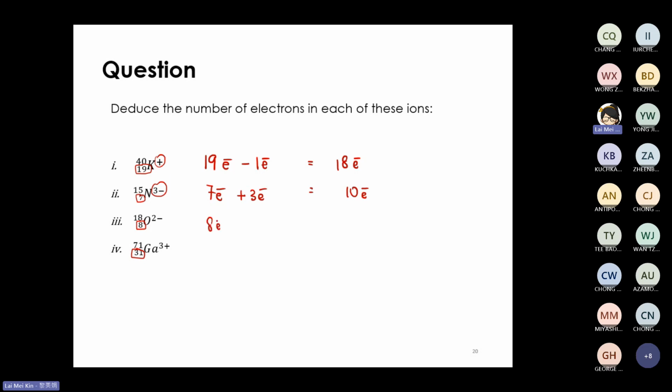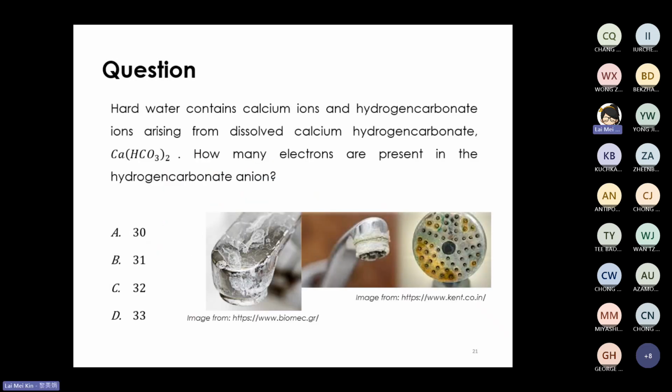This I have 8 electrons. So minus 2 means plus 2 electrons. I have also 10 electrons. And lastly, I have 31 electrons in neutral, plus 3 charge means minus 3 electrons. Okay, it means that I have removed 3 electrons. That is why I have a positive 3 charge. 28. Correct? All right.